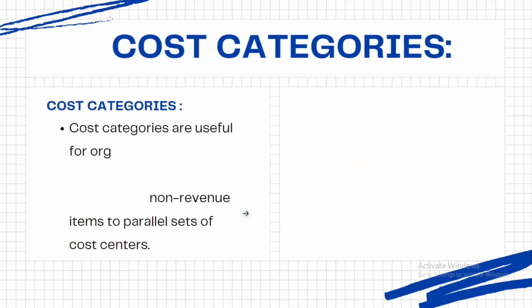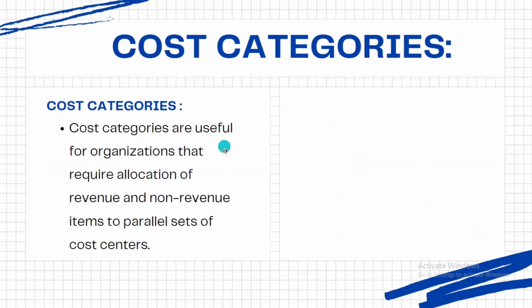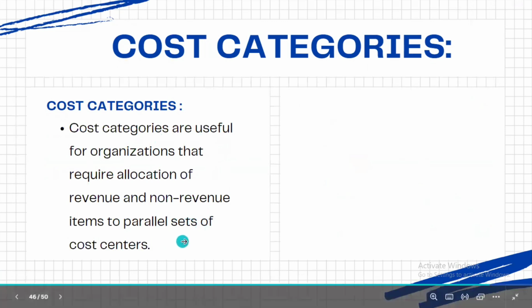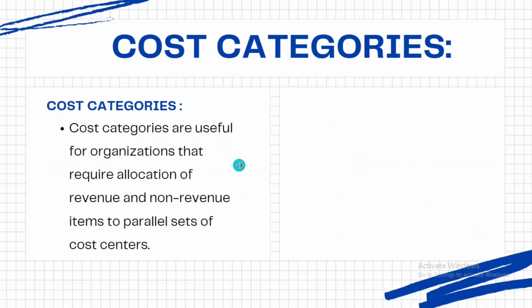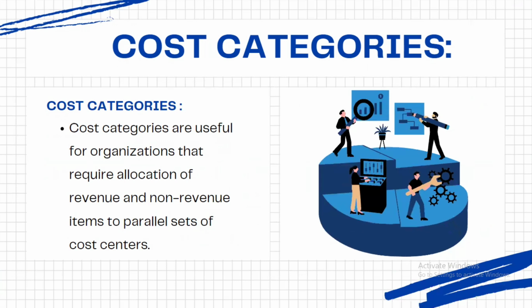What is a cost category? Cost categories are useful for organizations that require allocation of revenue and non-revenue items to a parallel set of cost centers. In an organization there are different categories, right? For example, office staff is one category, then laborers, executives, project management. By using this cost category, we can simply assign amounts to them, and it enables you to track and analyze cost incurred for specific categories.